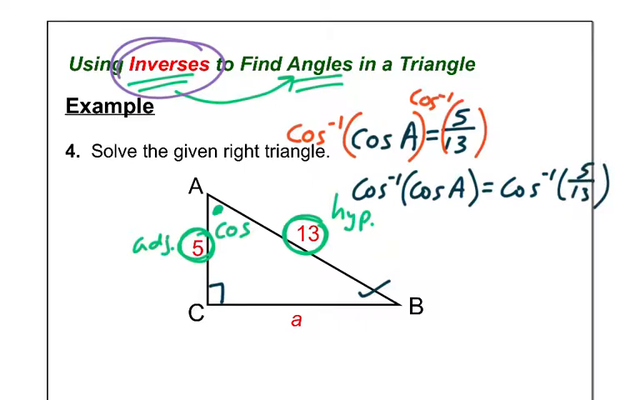Awesome. The reason why I do that, look what happens to the cos inverse and the cos. They're like opposites, right? So, bye, and you're left with A. Hey, that's what you're looking for, right? Awesome. So angle A is equal to the cosine inverse of 5 over 13.